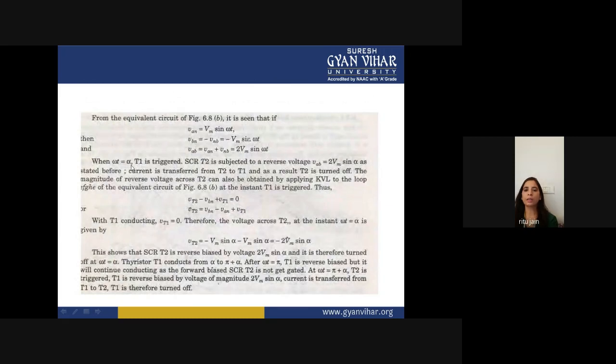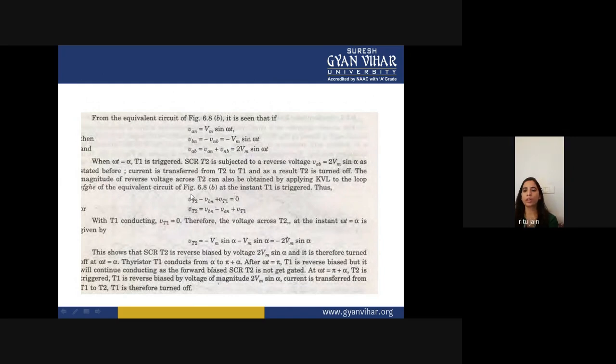So when omega t is equal to alpha, T1 is triggered, and SCR T2 is subjected to a reverse voltage VAB, which is equal to 2 Vm sine alpha, as stated before. So current is transferred from T2 to T1, and as a result T2 is turned off. The magnitude of reverse voltage across T2 can also be obtained by applying KVL to the loop in the equivalent circuit at the instant T1 is triggered. I have already explained this.